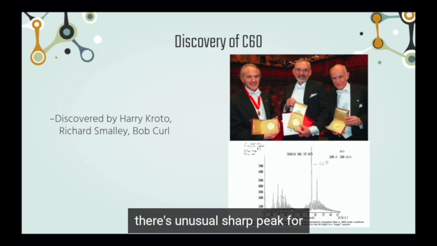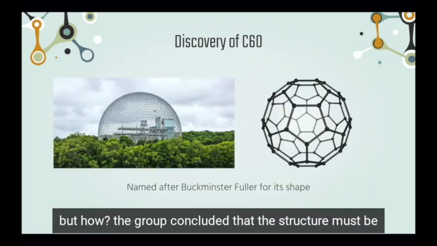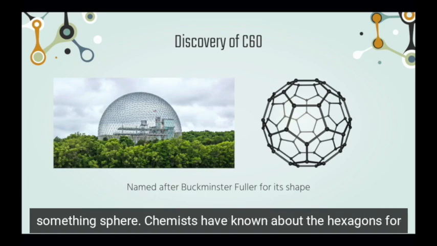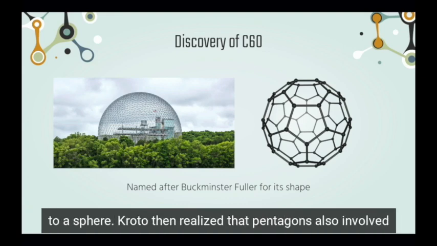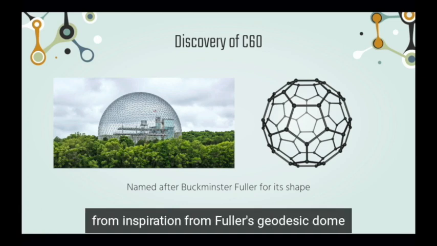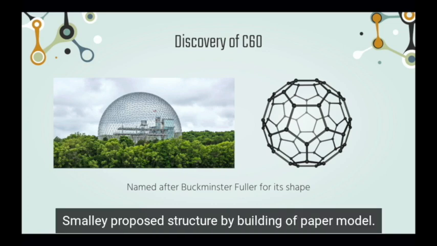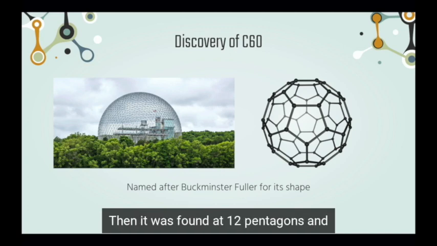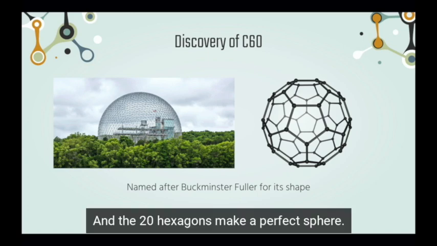There's an unusual sharp peak for the carbon-60 molecule. A strong peak at 720 mu suggested 60 carbon atoms were formed. But how? The group concluded that the structure must be something spherical. Chemists have known about the hexagon for a long time, but it's impossible to shape hexagons into a sphere. Kroto then realized the pentagon is also involved, inspired by Fuller's geodesic dome. A few days later, Smalley proposed the structure by building a paper model. Then, it was found that 12 pentagons and 20 hexagons make a perfect sphere.